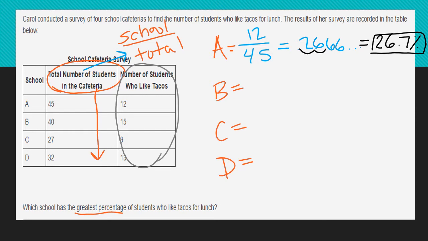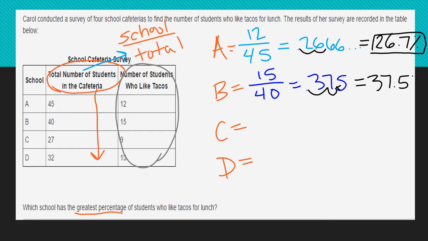All right, so now let's go to school B. Remember, the bottom is your total, which is 40. Top is 15, the total that like tacos. Now in your calculator, do 15 divided by 40, and you should get 0.375. That's a terminating decimal. That decimal stops, that's what terminating means. Now we want to change it to a percentage, so we move the decimal 2 places to the right. That gives us 37.5%. So 37.5% of the people in school B like tacos.